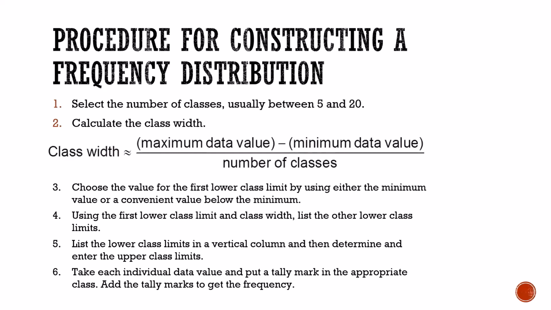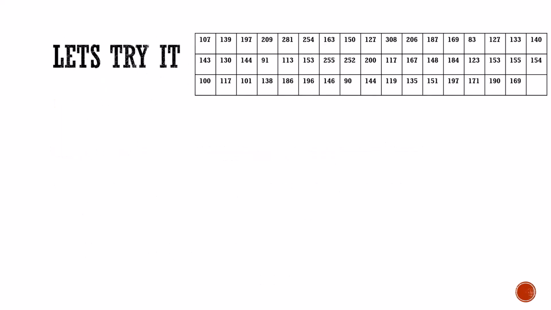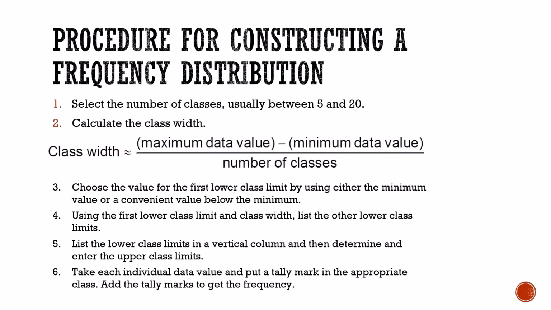The class width is going to be approximately equal to the maximum data value minus the minimum data value, divided by the number of classes. The reason they say approximately is because you can make it a nice round number, as long as all your data is covered.